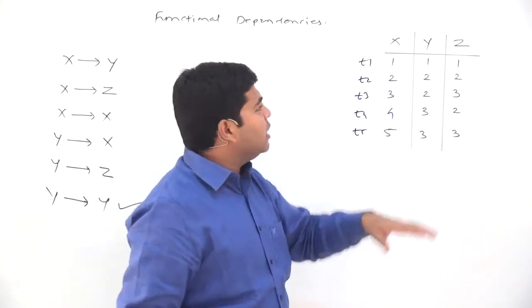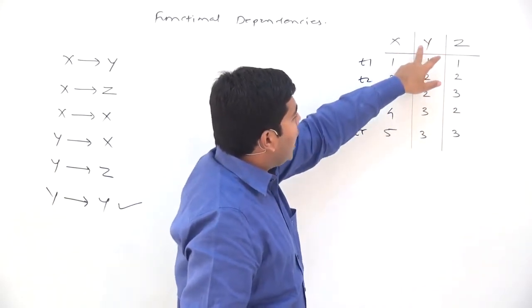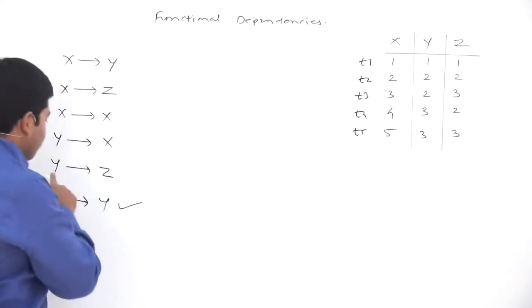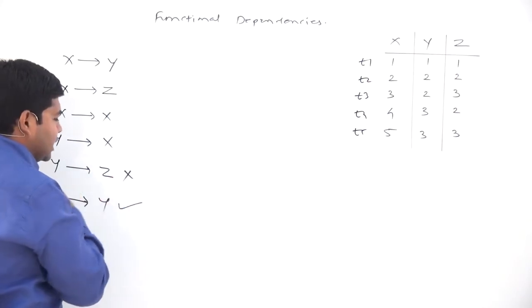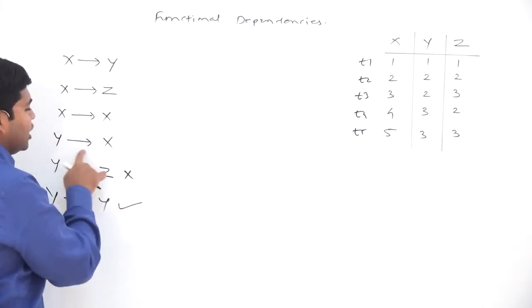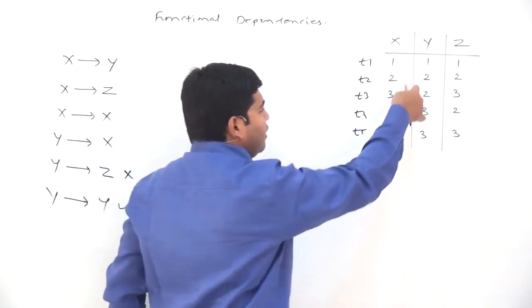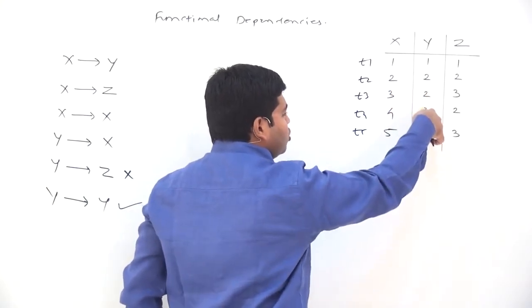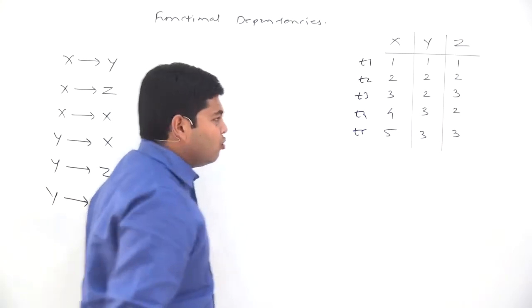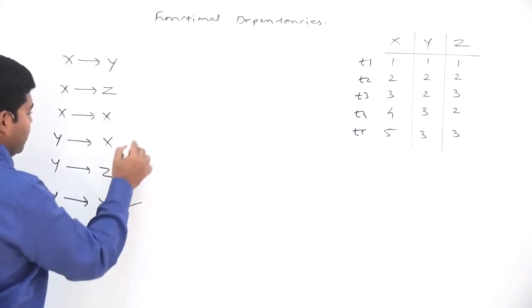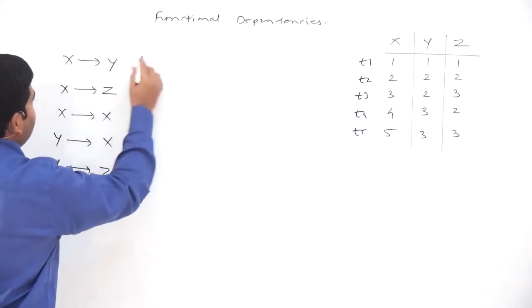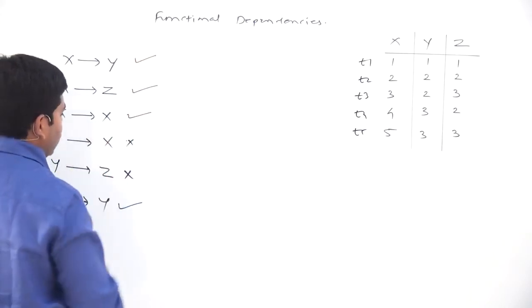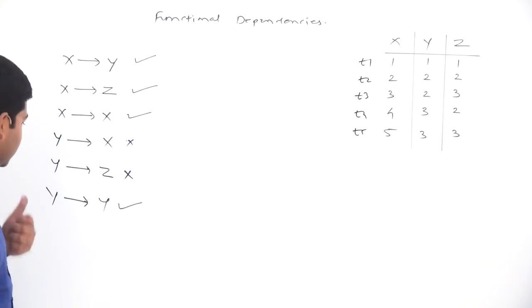So what does that mean? From the value of y, you cannot always determine the value of z, and that is why y gives z is an incorrect statement. Similarly, y gives x is an incorrect statement, because whenever y is equal to 2, x will be either 2 or 3. Similarly, when y equals 3, x will be either 4 or 5. That's why again this statement is incorrect. From x you can get y, from x you can get z, and from x you can get x. All of them are valid statements.